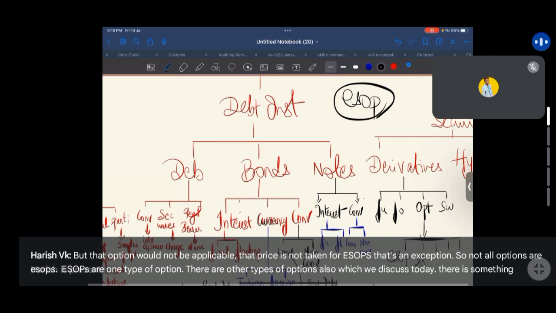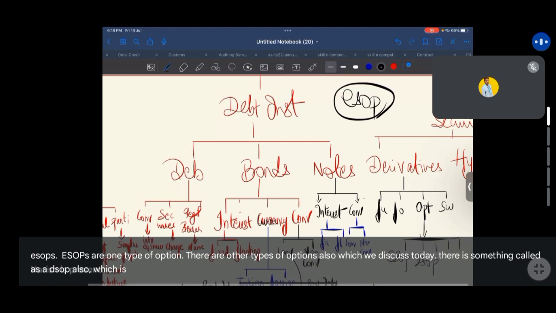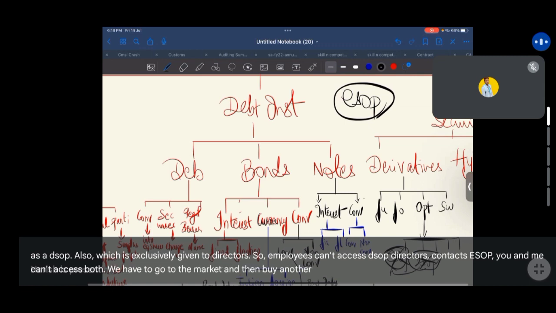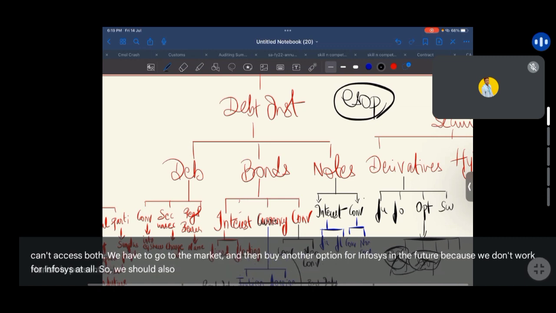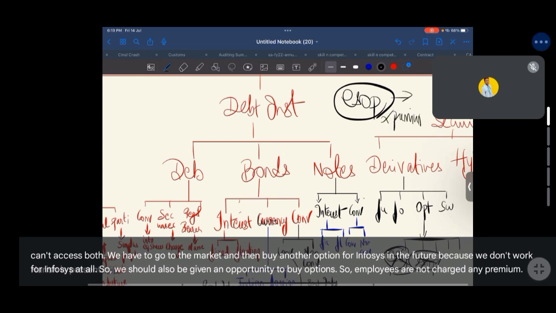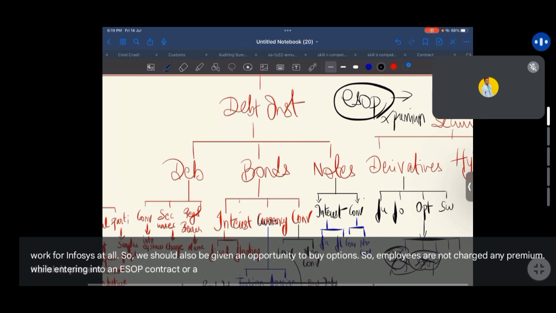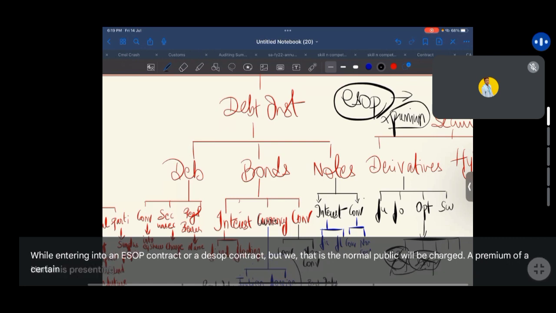There is something called DSOP also, which is exclusively given to directors. So employees can't access DSOP. Directors can't access ESOP. You and me can't access both. We have to go to the market and then buy another option for Infosys in the future, because we don't work for Infosys at all. So we should also be given an opportunity to buy options. So employees are not charged any premium while entering into an ESOP contract or a DSOP contract, but we, that is the normal public, will be charged a premium of a certain percentage to get into this contract.